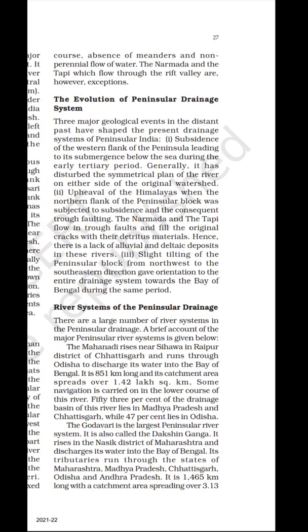Slight tilting of the peninsular block from northwest to the south and eastern direction gave orientation to the entire drainage system towards the Bay of Bengal during the same period.